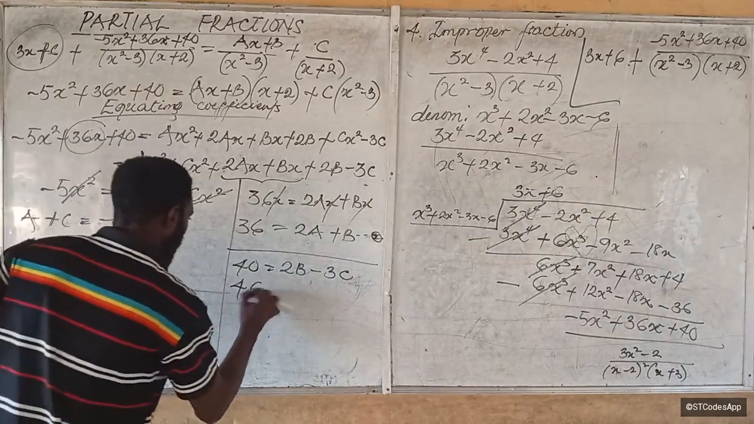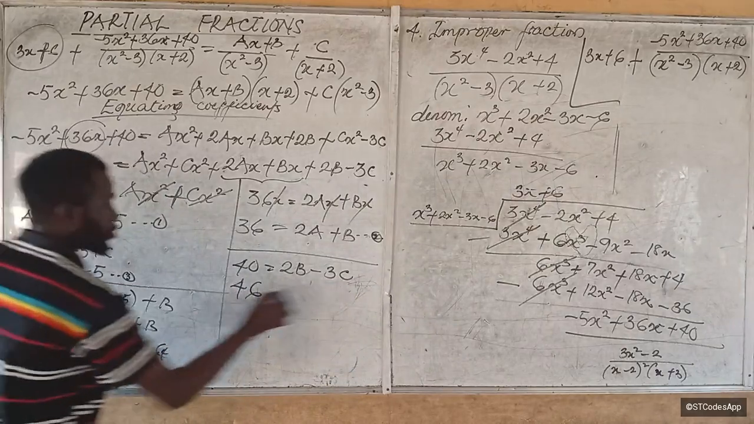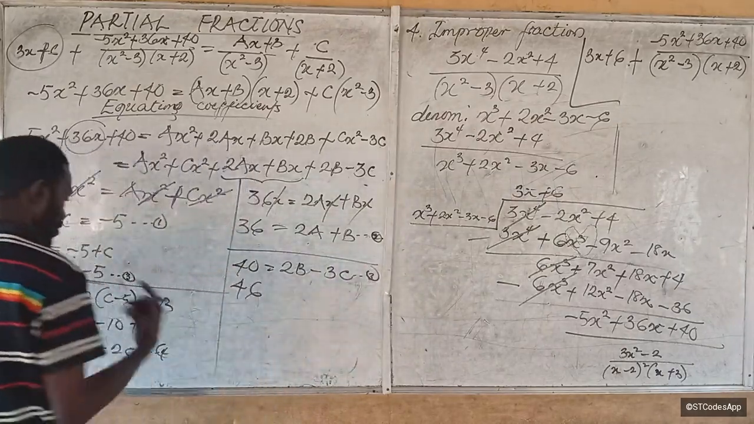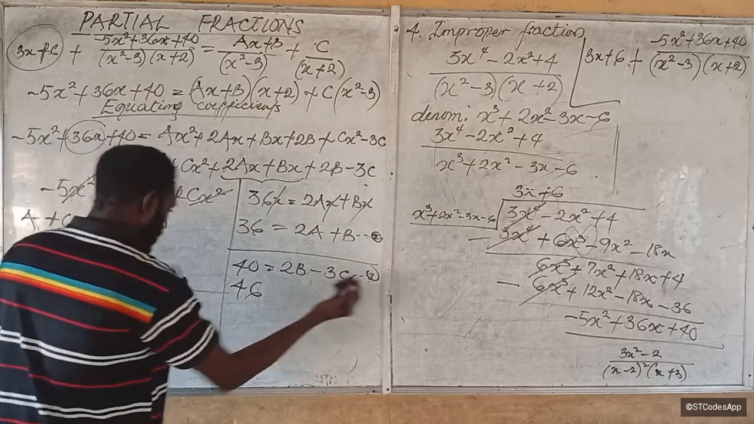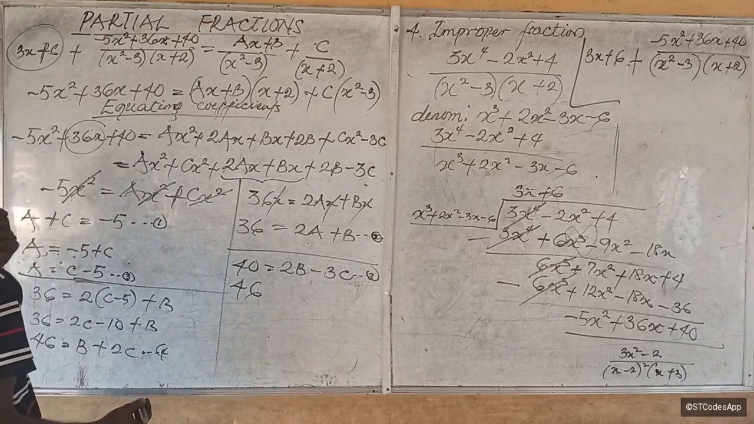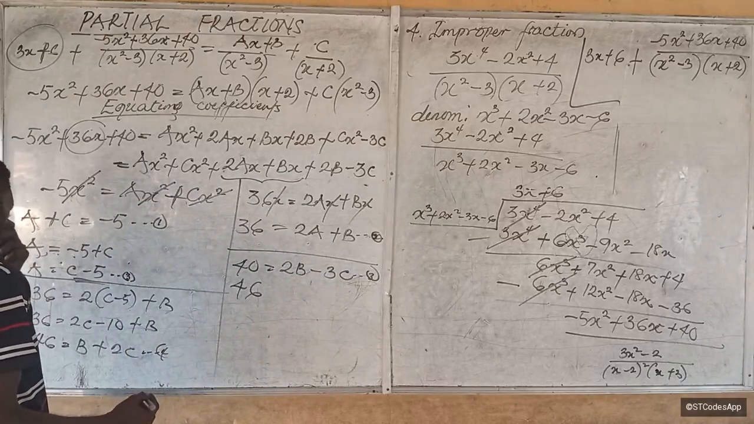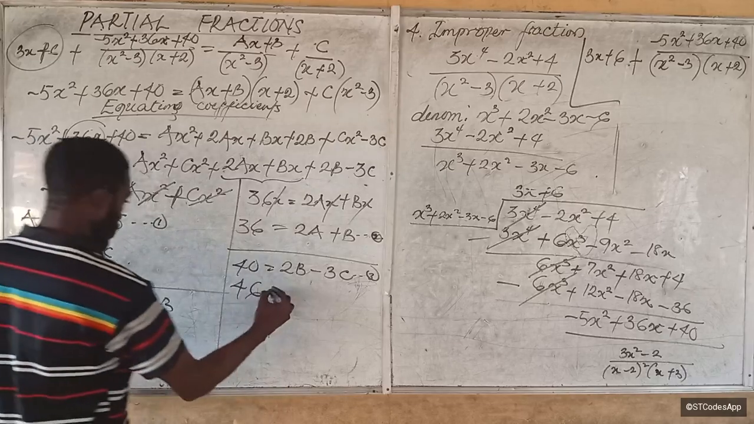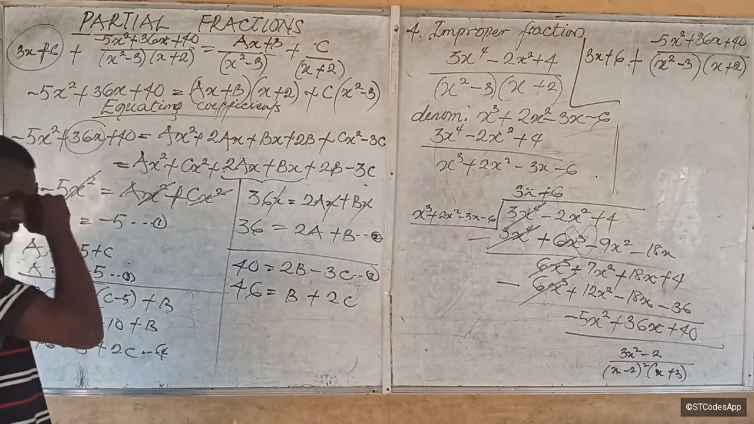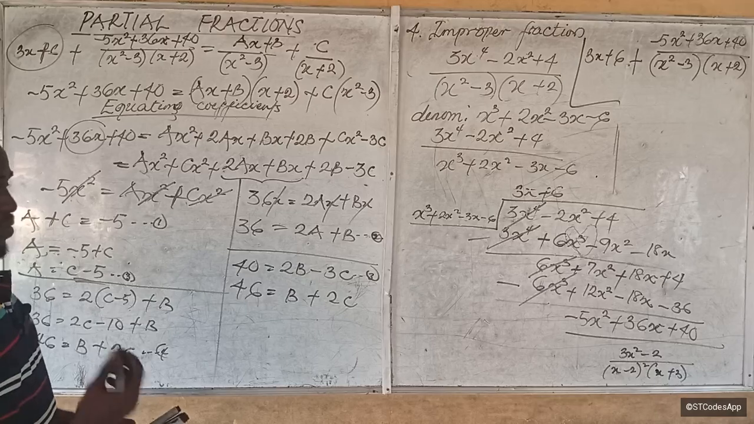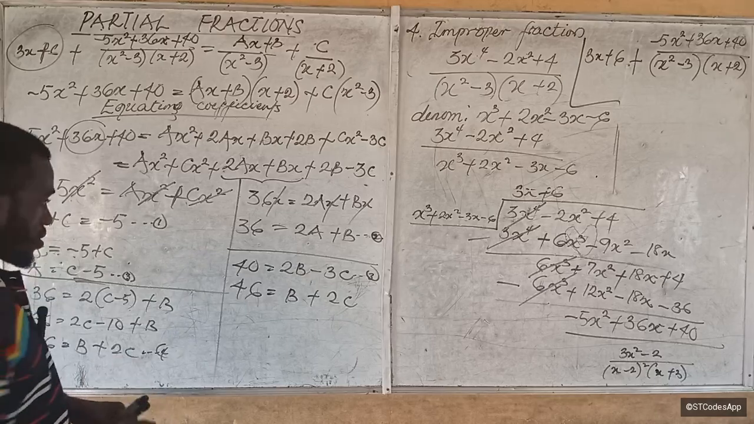So we have another equation. Let's call this equation 4. So this will be equation 3 and equation 4. Does that make sense now? So just label your equations, that's what I mean. So from here, 46 equal to B plus 2C. So you can now solve by simultaneous equation.